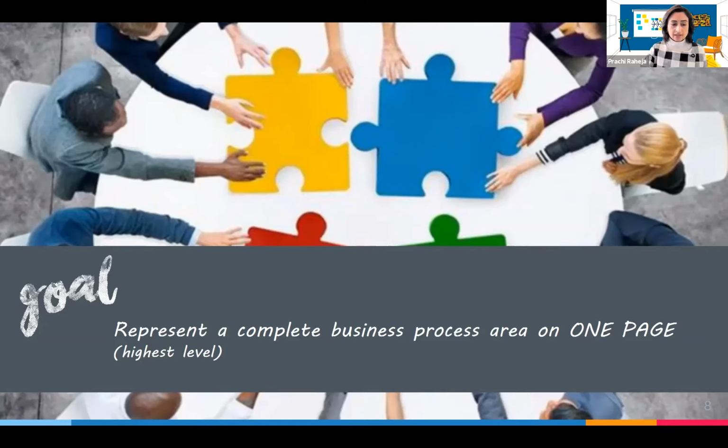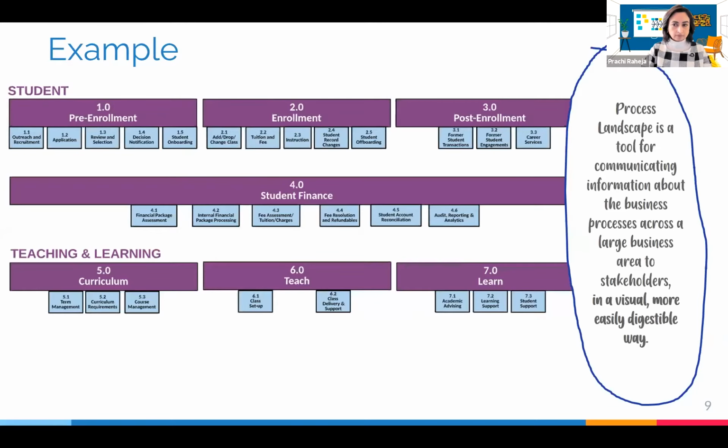And so with that goal in mind, that we have this one page to represent everything that's happening in this large business area, we need to find ways of simplifying information and making sure that we're able to present at the highest level what is happening in that business area. Here is an example of a process landscape that we recently put together for student administration at UCSD.